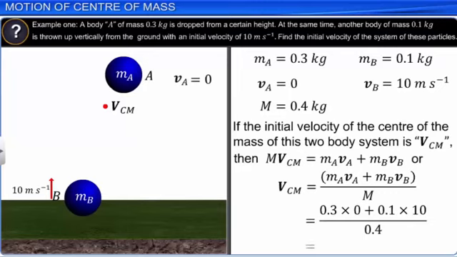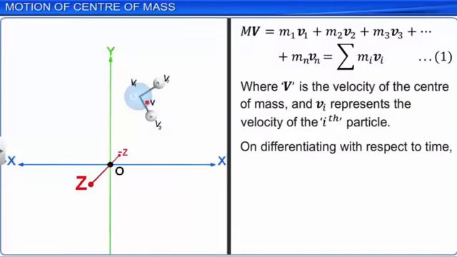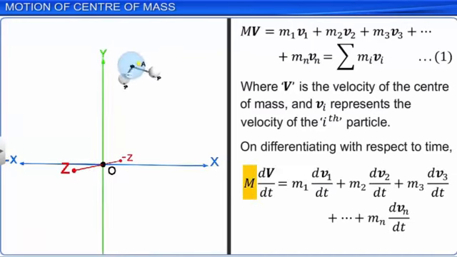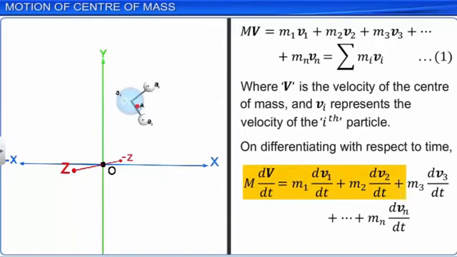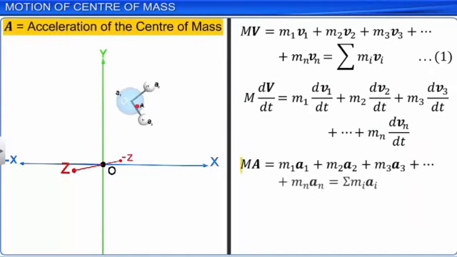On differentiating equation 1 with respect to time, m dv by dt is equal to m1 into dv1 by dt plus m2 into dv2 by dt plus m3 into dv3 by dt and so on, plus mn into dvn by dt. MA is equal to m1a1 plus m2a2 plus m3a3 and so on, plus mnan, which is equal to sigma of miai. Let this be equation 2, where a is the acceleration of the center of mass and ai represents the acceleration of the ith particle.